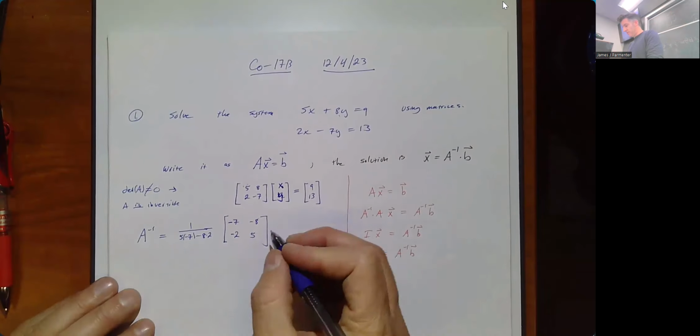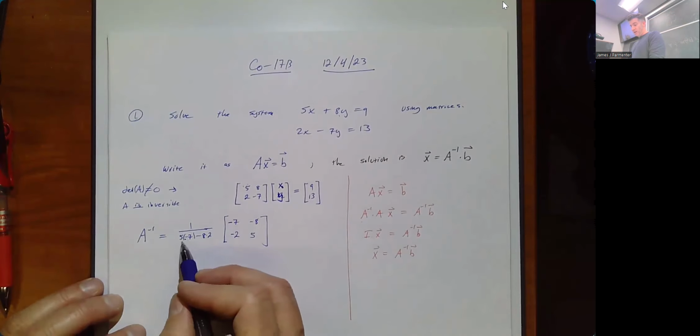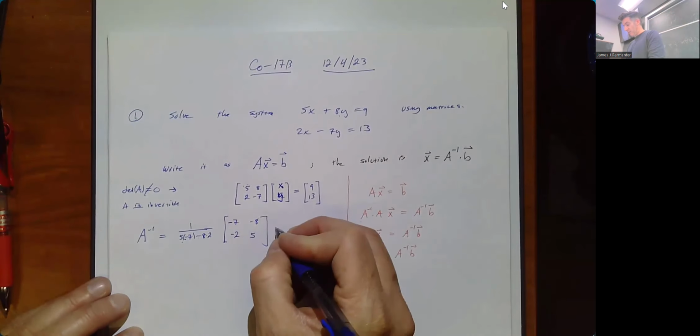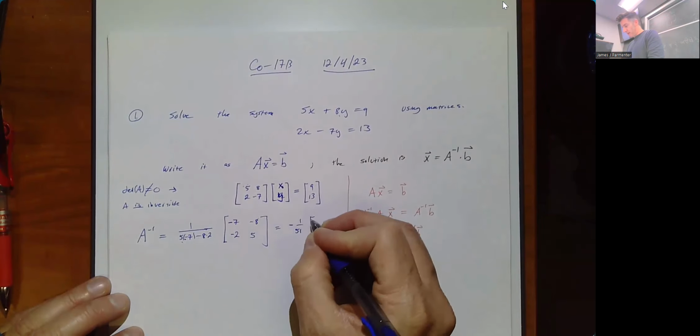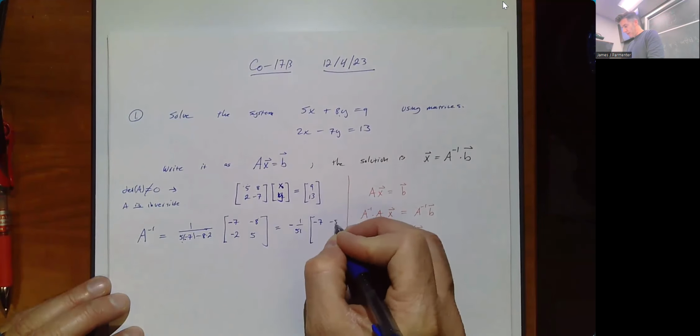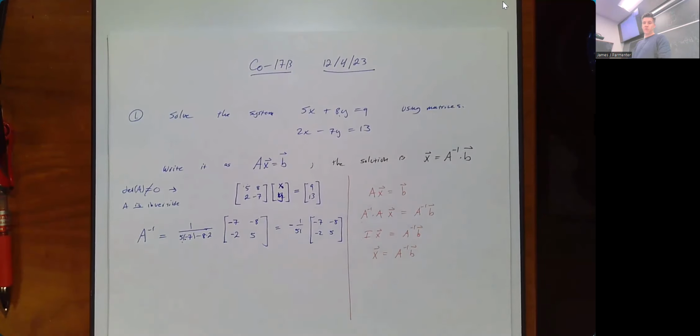And then I would probably simplify this denominator. 5 times negative 7 is negative 35. Negative 35 minus 16 is negative 51. You get negative 1 over 51 times the matrix negative 7, negative 8, negative 2, 5. There's your A inverse.